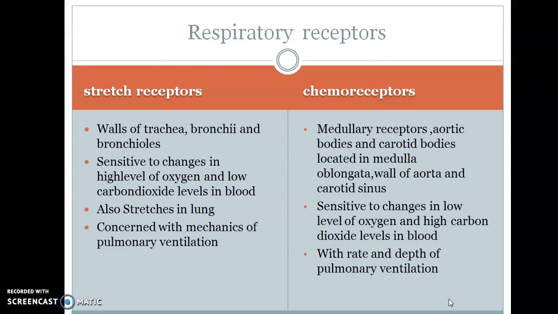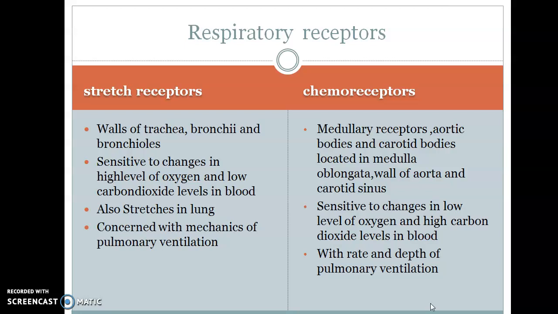Now, when we look at the respiratory receptors, in human beings there are two types of receptors, that is stretch receptors and chemoreceptors. The stretch receptors are located in the trachea, bronchi, and bronchioles. You might know that the different parts of the respiratory system consist of trachea, bronchi, bronchioles. The chemoreceptors include the medullary receptors, aortic bodies, and carotid bodies.